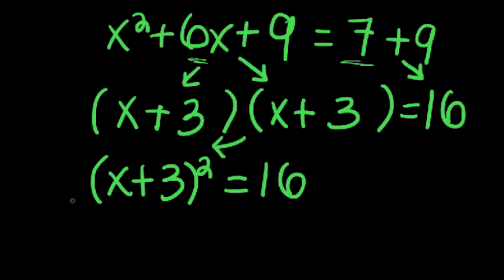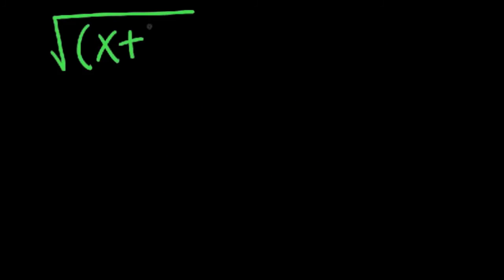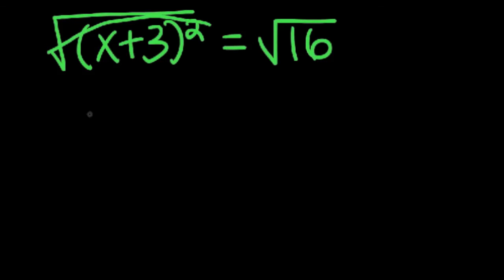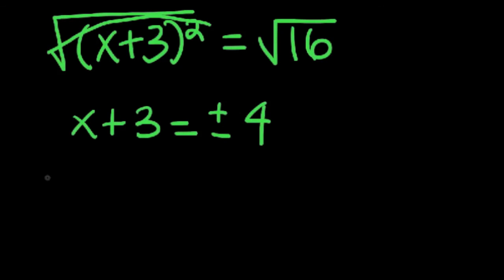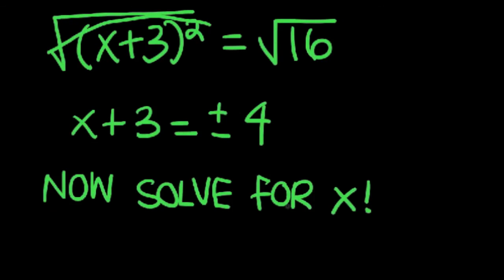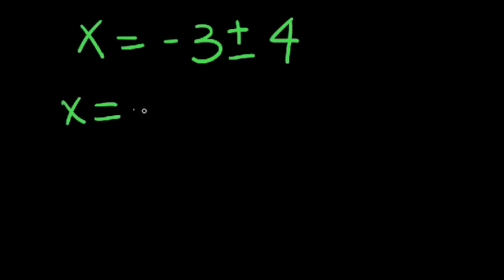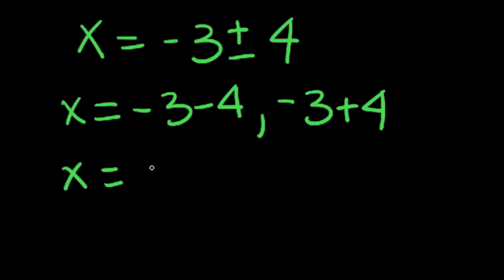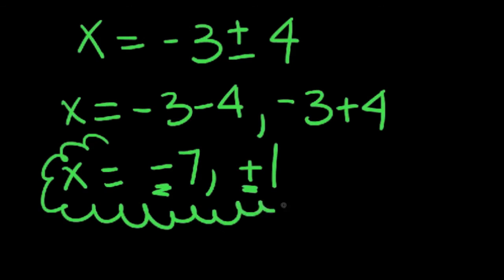How do we get rid of the square? We use a square root. We're then going to cancel out the square root, and it's going to turn into x plus 3 equals 4. Now we don't know if it's positive or negative 4. Actually, it's both, so we have to remember to keep the positive and negative. Now we're going to solve for x. X equals negative 3 plus or minus 4. So x equals negative 3 minus 4, and x equals negative 3 plus 4, which gives us x equals negative 7, and x equals positive 1. We've just solved completing the square.